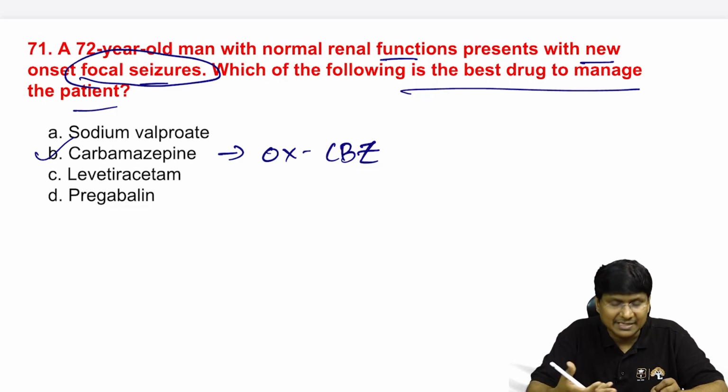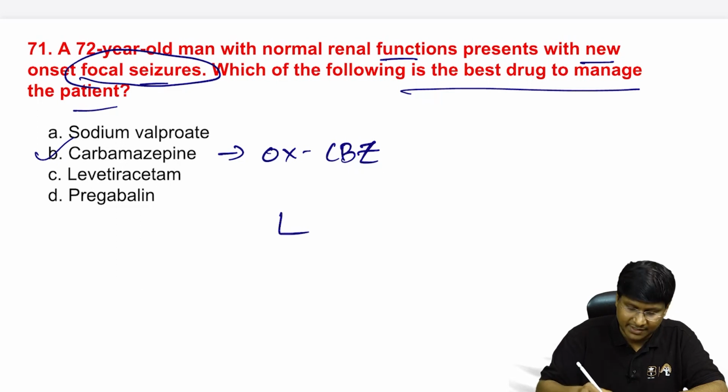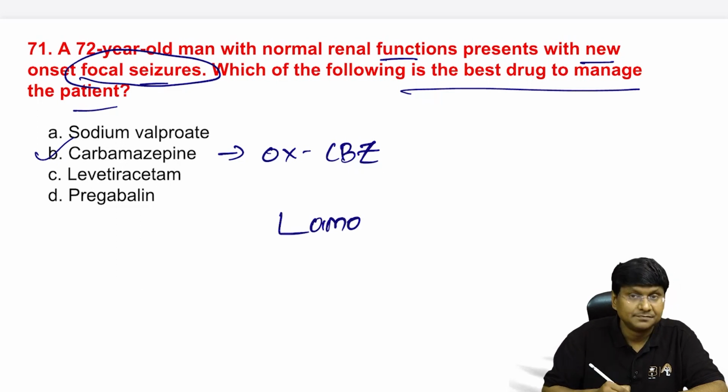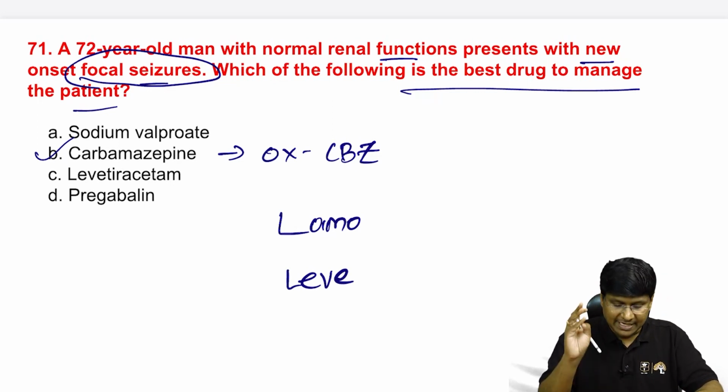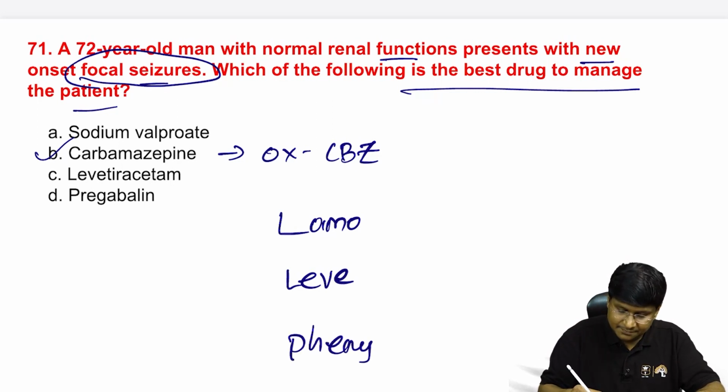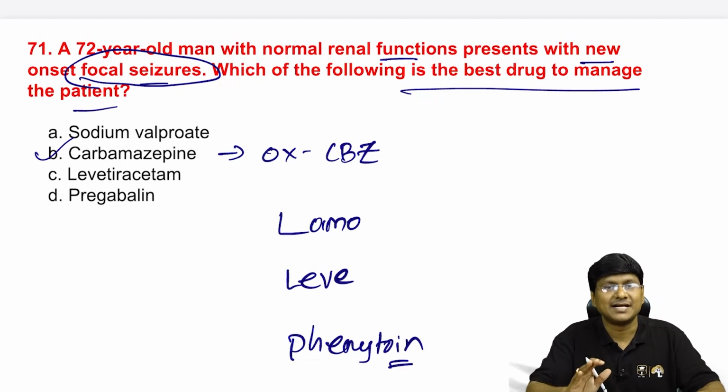And what are the other drugs that can be given in case of focal epilepsy? The other drugs are lamotrigine, levetiracetam, carbamazepine, and one more, that is phenytoin. Okay, so these are the drugs that are given in case of focal epilepsy, right?